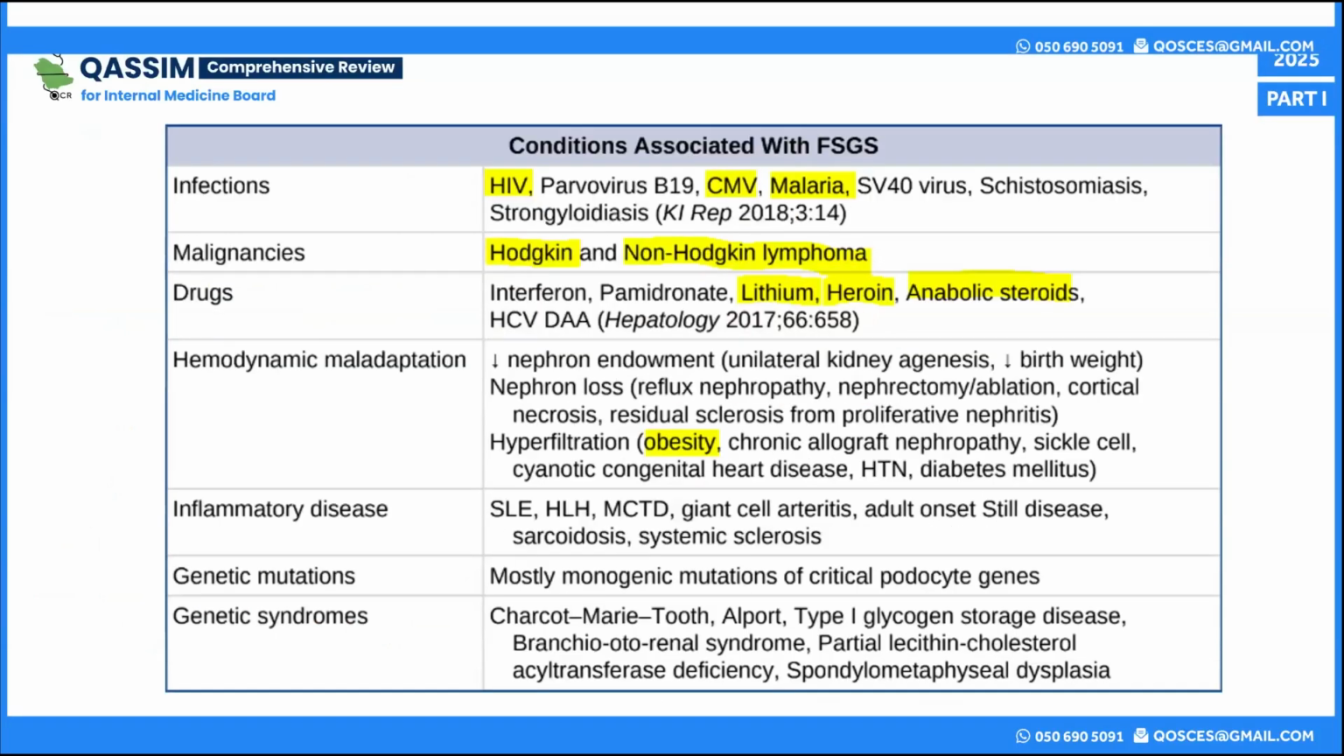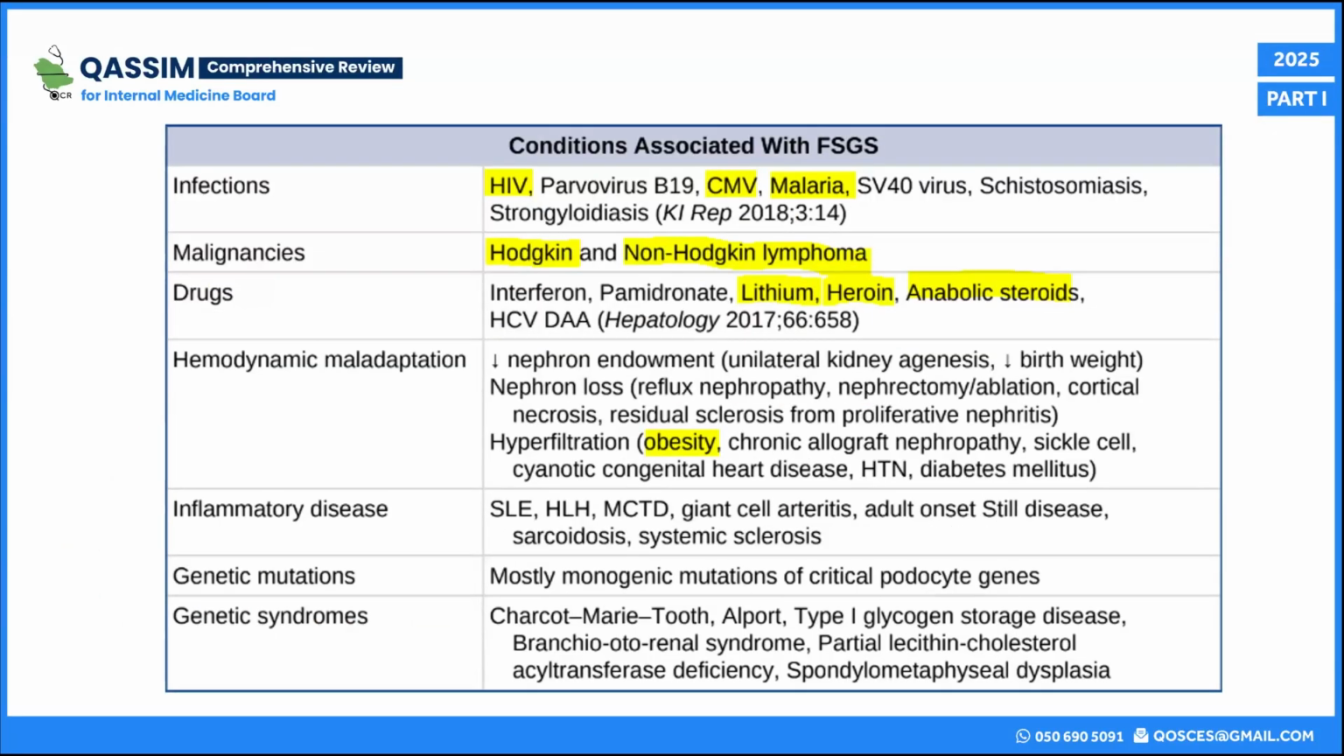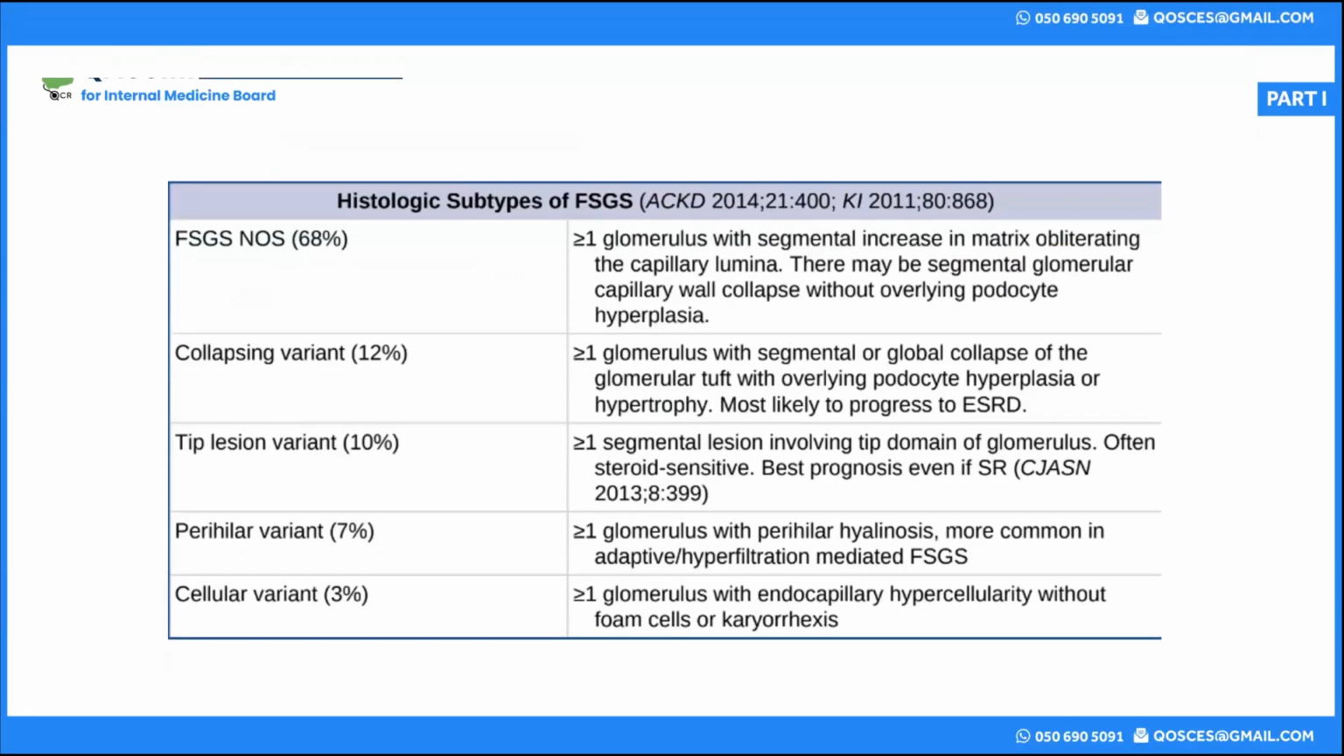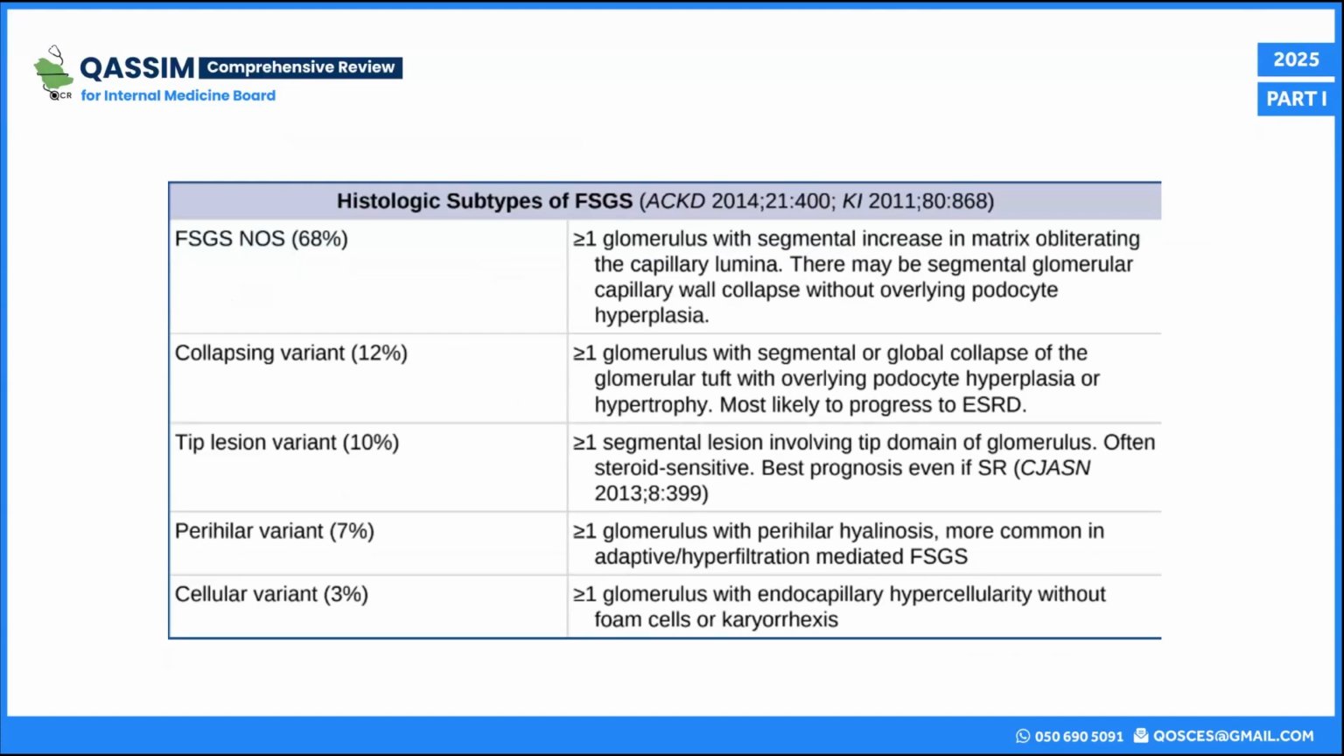Of course, like in minimal change, you have to rule out secondary causes like infection, HIV, cytomegalovirus, Hodgkin and non-Hodgkin lymphoma, and some drugs. Just to show you, there are histological subtypes of FSGS. This is important for the pathologist. For example, the collapsing variant will most likely have a poor prognosis, while the tip lesion has the best prognosis of FSGS.